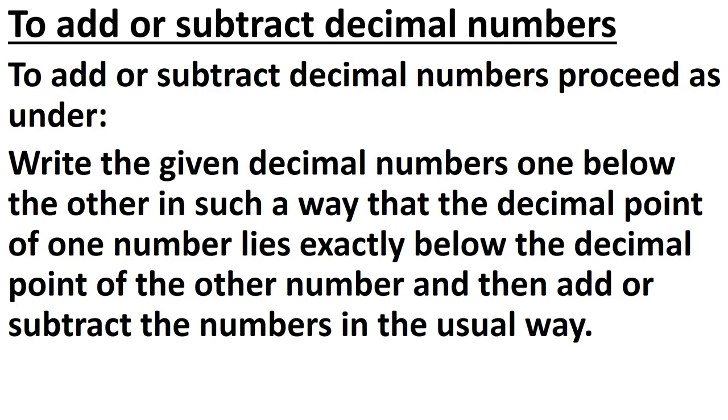What you have to do? You have to write down one number below the another number, in such a way that decimal point of one number lies exactly below the decimal point of the other number. This is very important, that decimal point lie below the decimal point of the other number. And then you have to add or subtract in the usual manner.